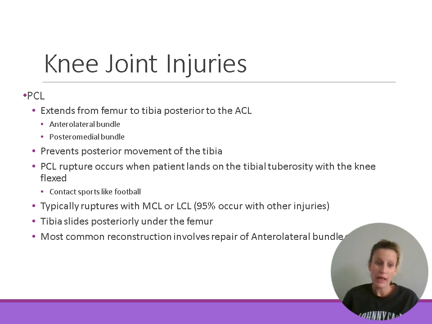The most common reconstruction surgery that we have to do involves repair of the anterolateral bundle. Most of these ligament tears typically require surgery. Usually we can just do arthroscopic surgery where we insert the camera and the tools in order to repair the ligaments that are present, or file down the cartilage so that we have a nice smooth surface. We'll talk more about knee joint injuries in the part 3 lecture.